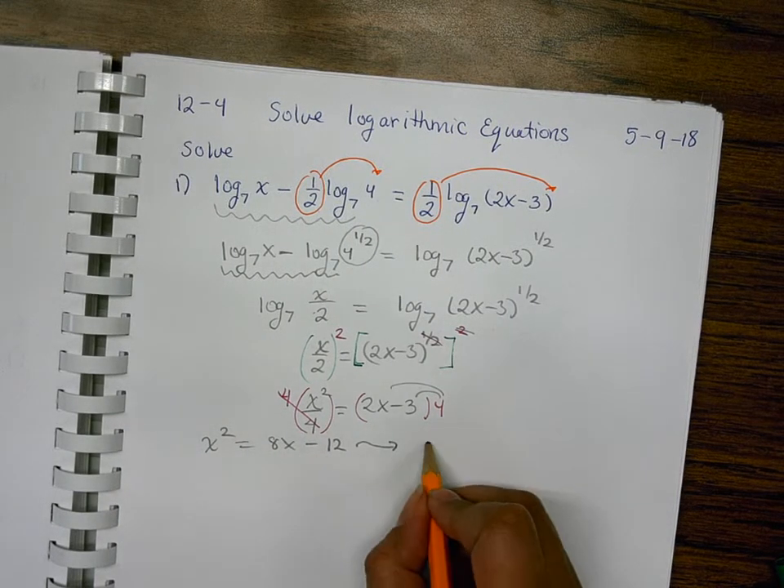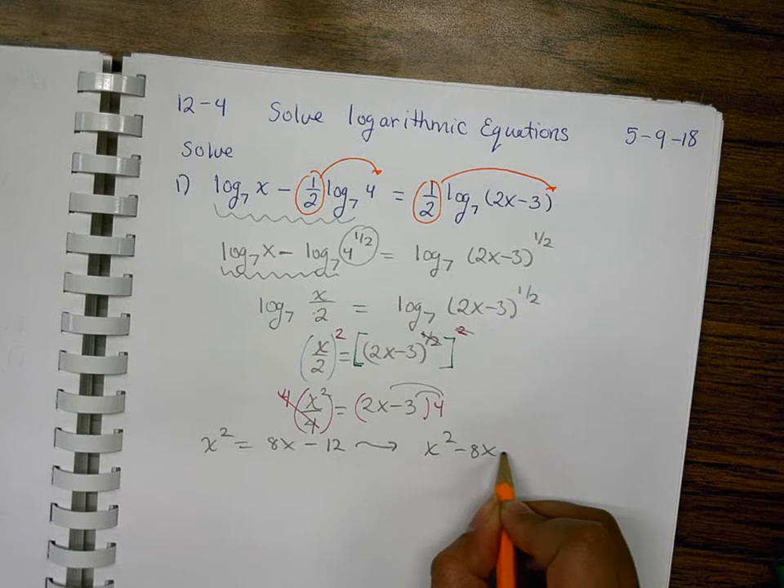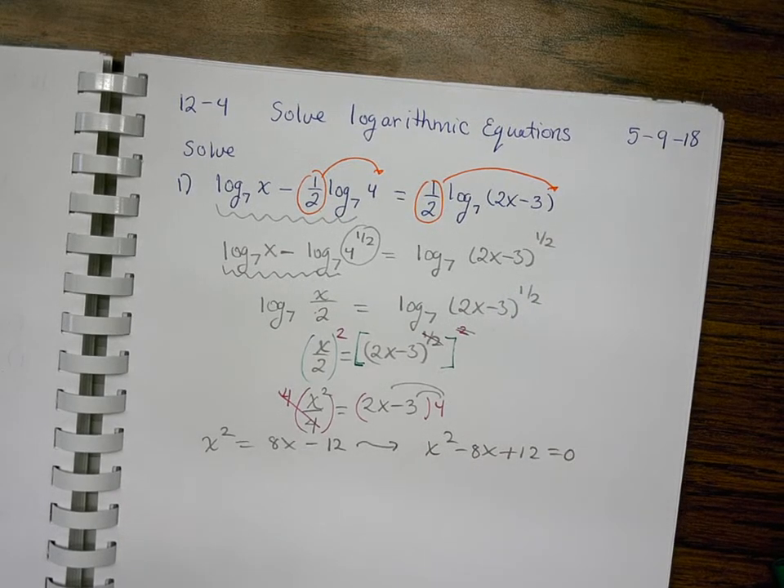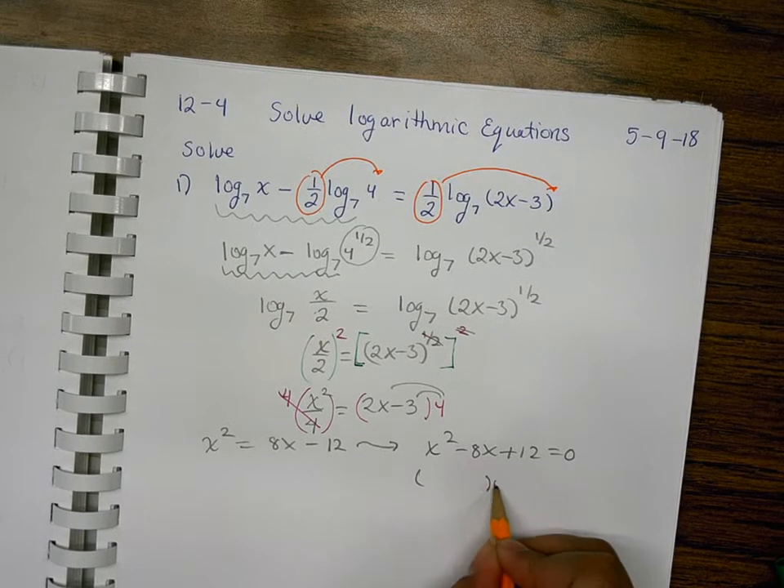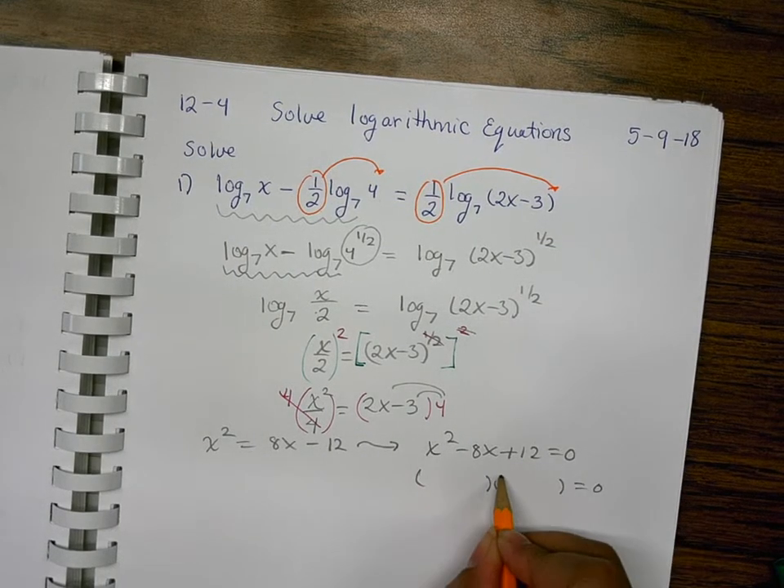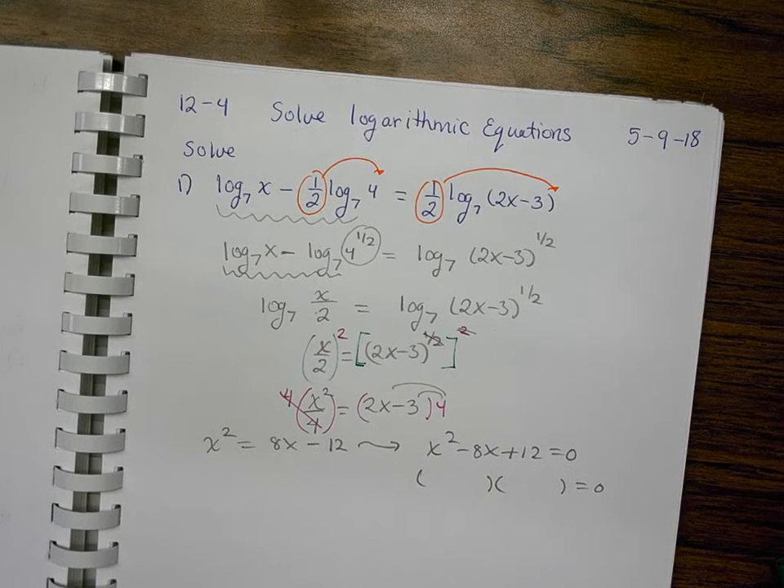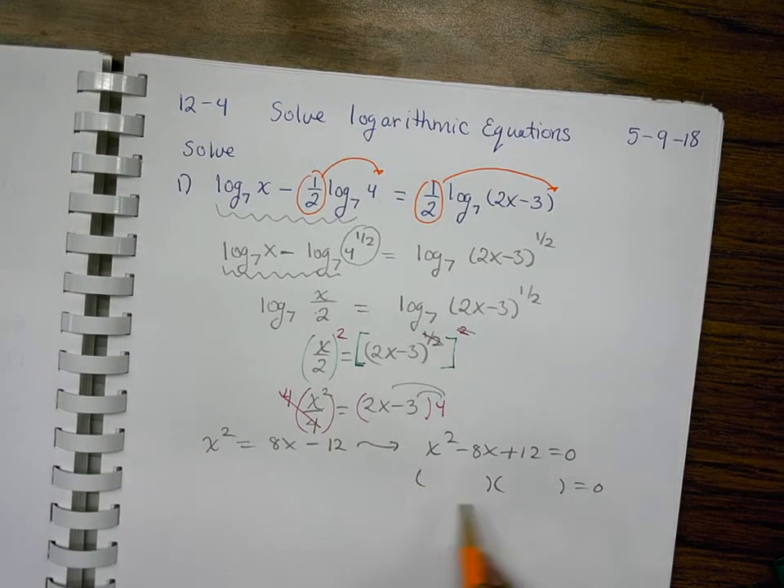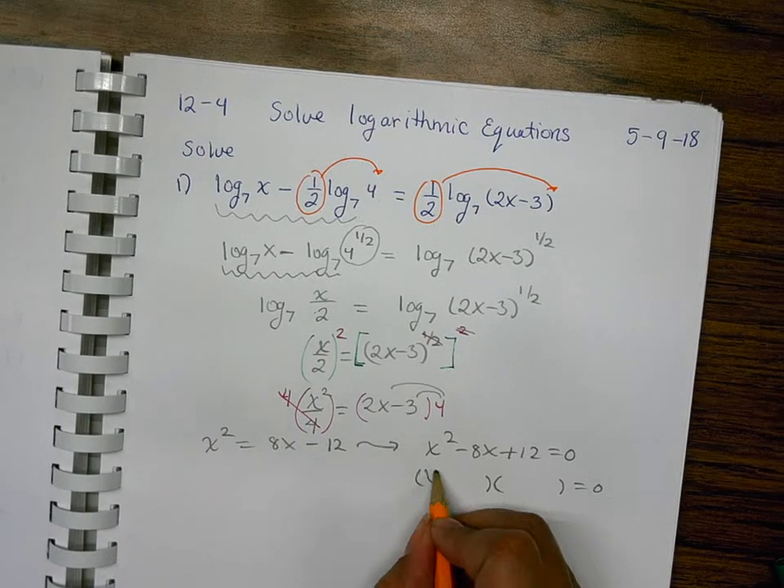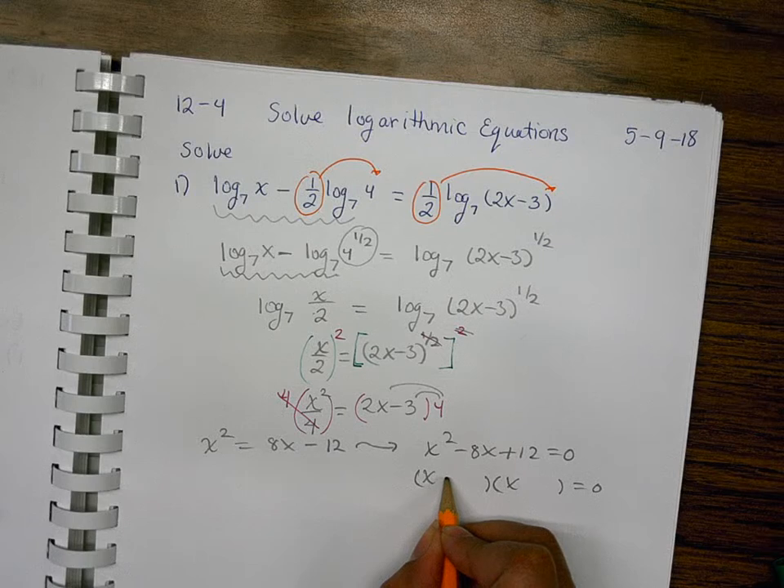Do you guys see that? I'm going to subtract the 8x, I'm going to add the 12 and get x squared minus 8x plus 12 equals 0. Why are we doing this? So we can factor and solve. And if we can't factor, then we use quadratic formula or any other method we have. Again, because it's an x squared, we get everything to one side, minus the 8x, add the 12, so that we can use the zero product property.